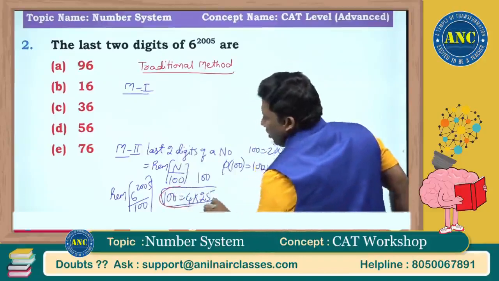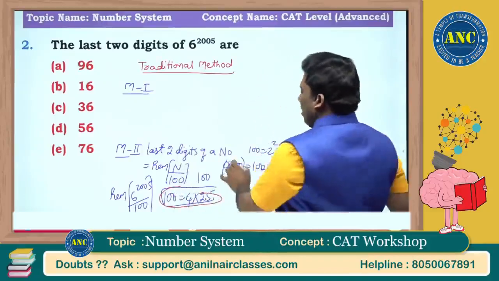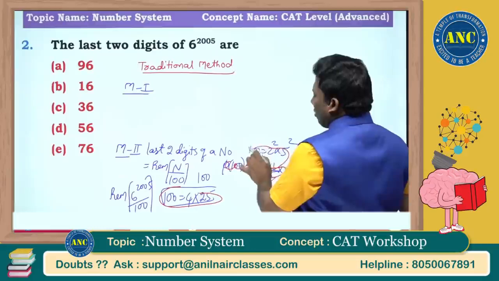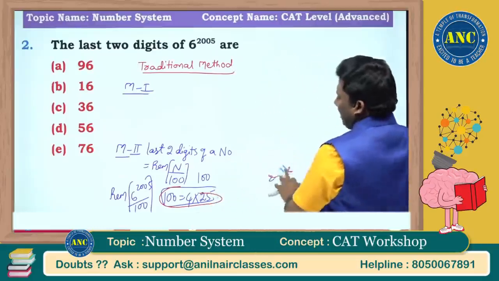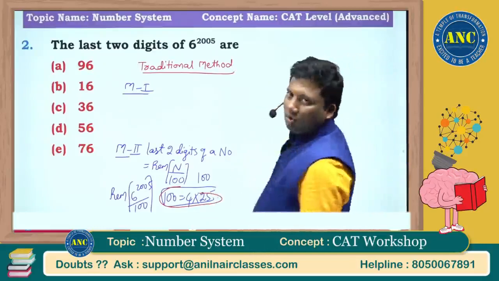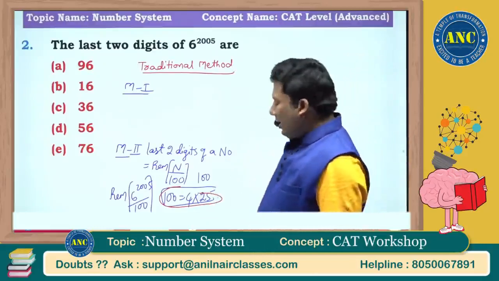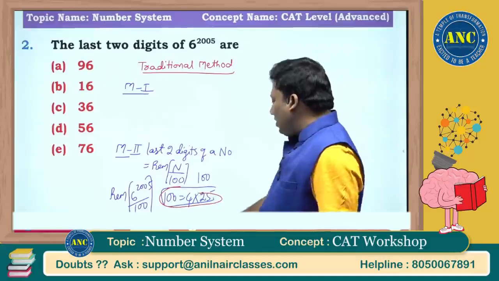They will treat 100 as 4 into 25. But numerator and denominator are not co-prime, so for Euler's method we have to take the common factors out first. 6 is an even number, 100 is an even number. This is one method they will use.